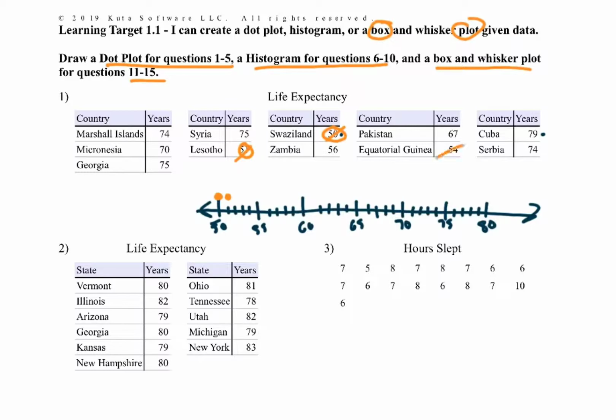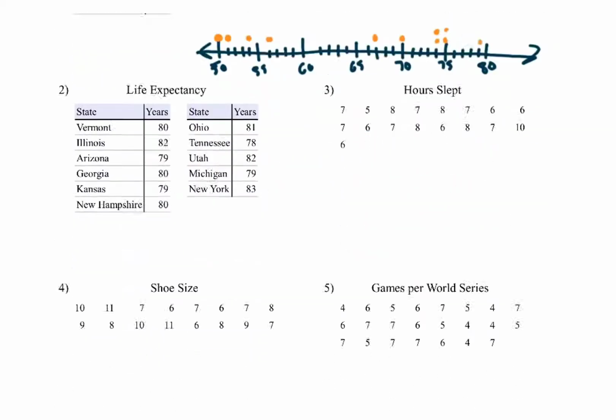Okay, and then I've got a 54, 56, a 67, the rest are in the 70s, so a 70, two 74s, two 75s, and a 79. And that's all we do with a dot plot. Okay, so it's as simple as that.